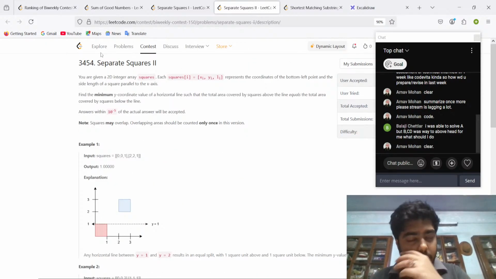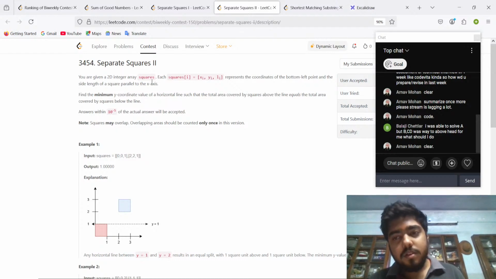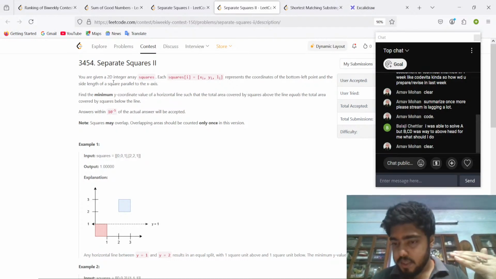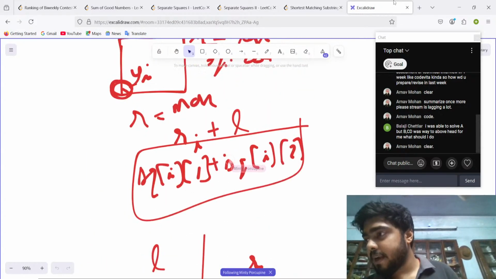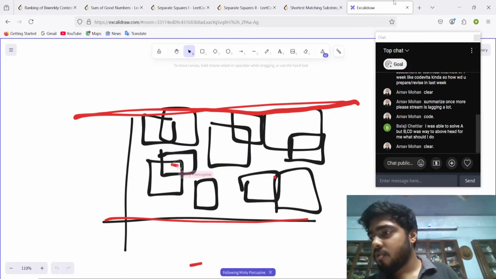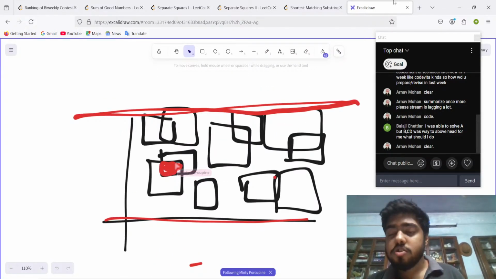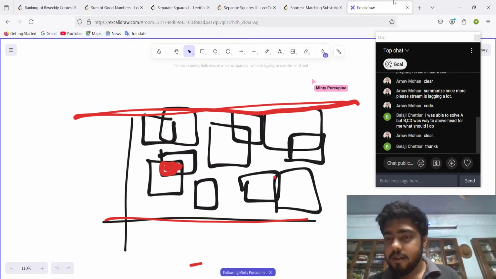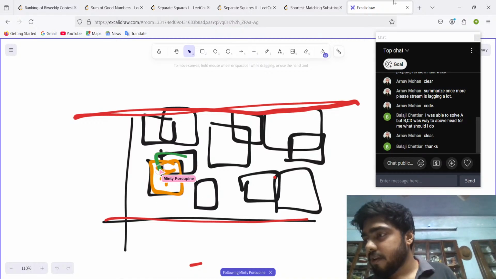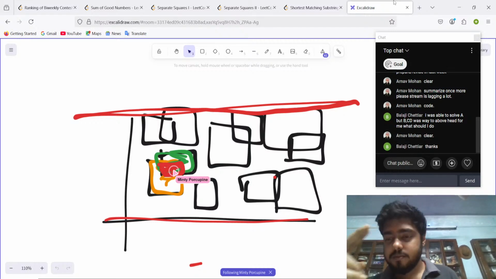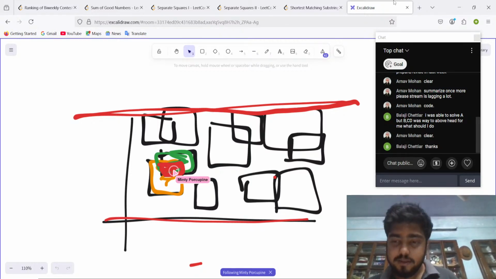Now see, what is Separate Squares 2? I won't be going through the whole question again because the question is the same, apart from the fact that over here we explained that if there is an overlapping area, we should have ignored it, right? But what we were doing instead was considering the area of this square plus the area of this square, which means the overlapping area was getting considered twice or sometimes even more than that, right?